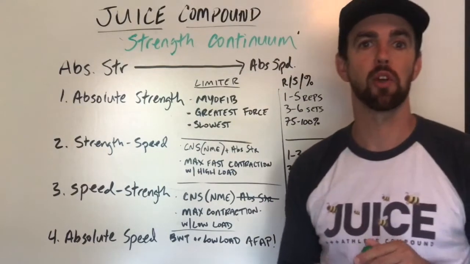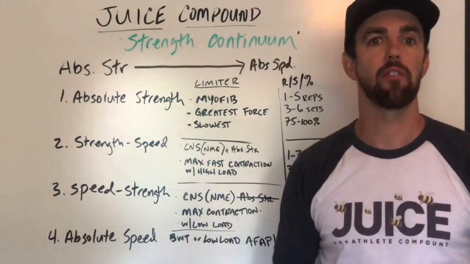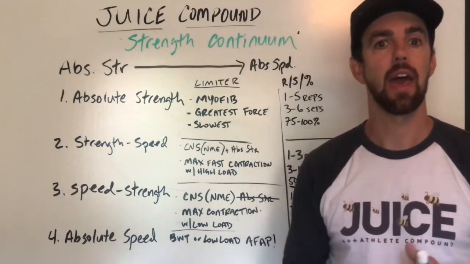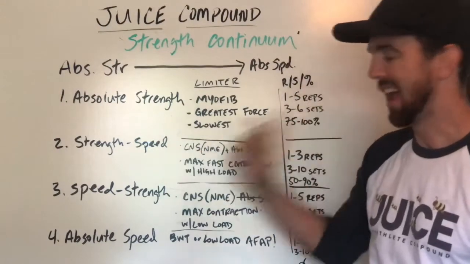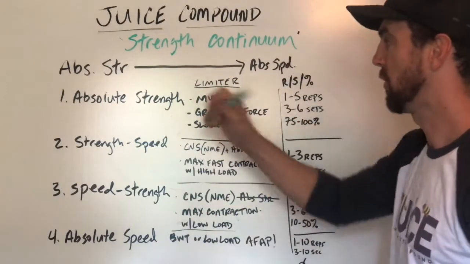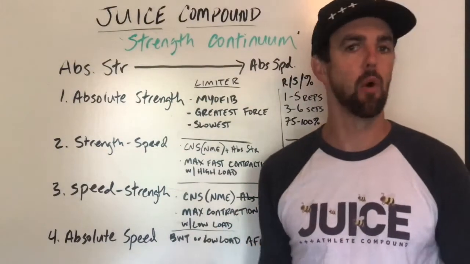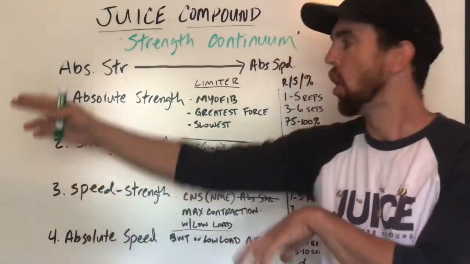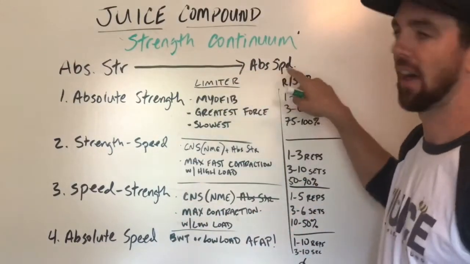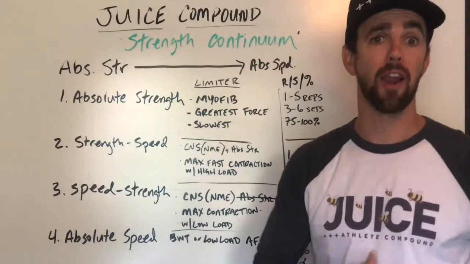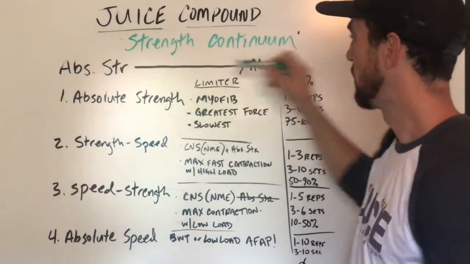It's Tim with the Juice, and I want to go over the strength continuum, and we're going to get into how this affects our program design and the ways that we help people get stronger, faster, and then really fast. So as we start off, we go from absolute strength, meaning the strongest you can be, the most force you can exert, all the way through a series of progressions and training to going the fastest you can go, generally moving your own body weight or a super light external load. So that's kind of the general spectrum here.